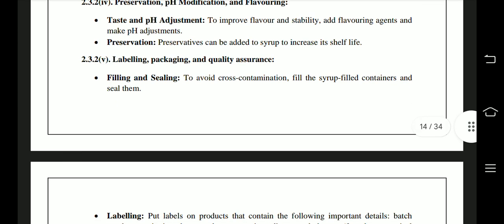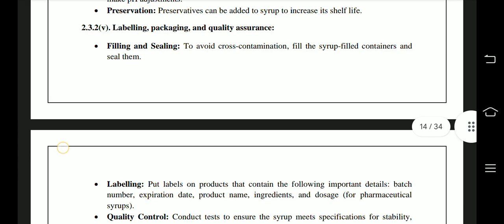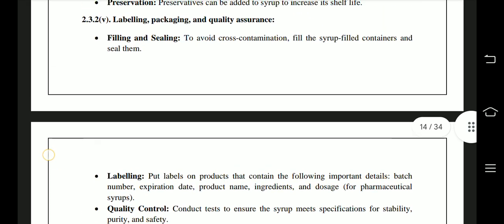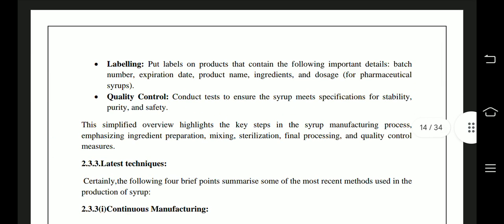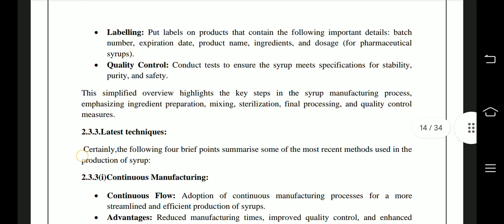Fifth step is labeling, packaging, and quality assurance. Filling and sealing: to avoid cross contamination, fill the containers with syrup and seal them. Labeling: put labels on products that contain the following important details: batch number, expiration date, product name, ingredients, and dosage. Quality control: conduct tests to ensure the syrup meets specifications for stability, purity, and safety.